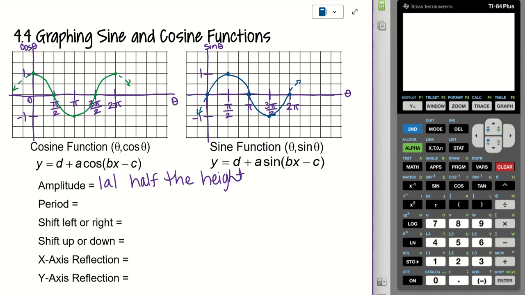You notice our sine and cosine functions go up to 1 and down to negative 1. So total, that's a height of 2. But the amplitude is half that height, so the amplitude for both of these would just be 1.